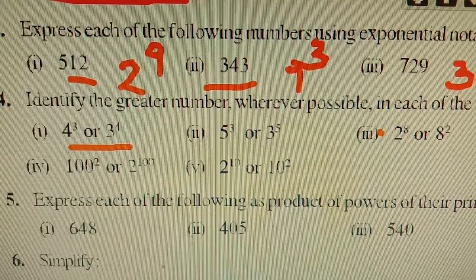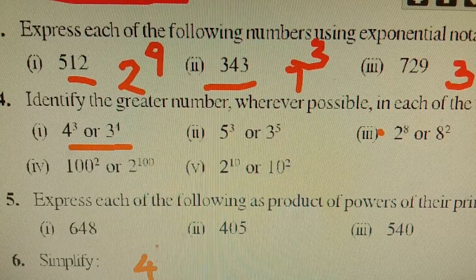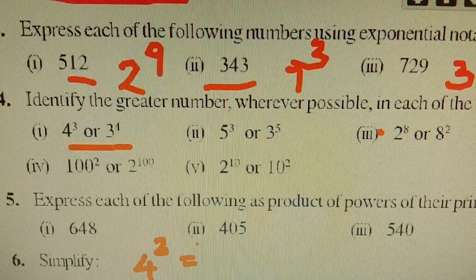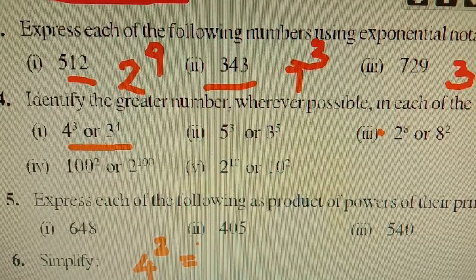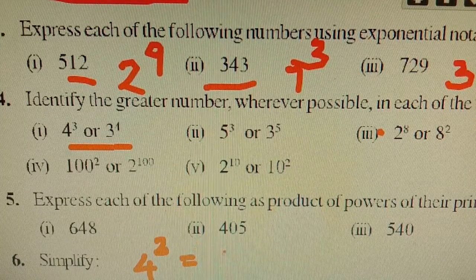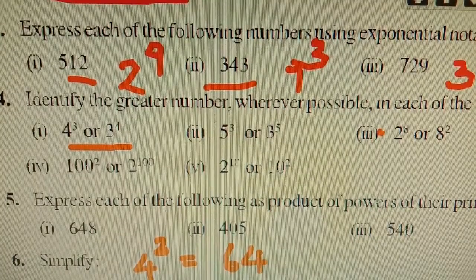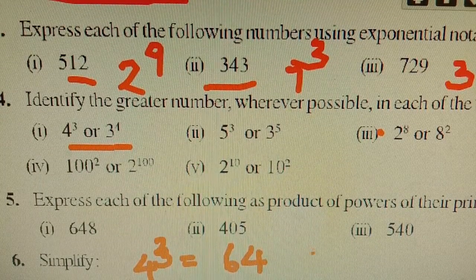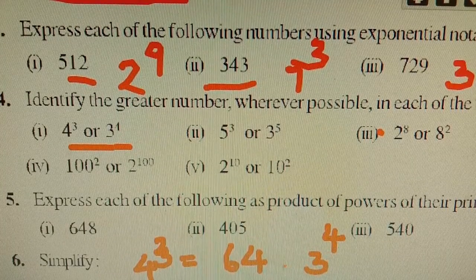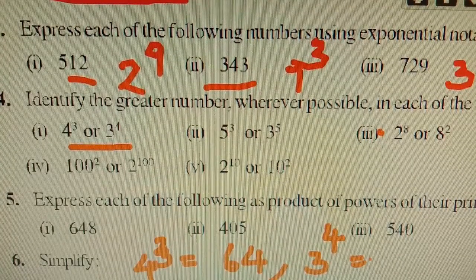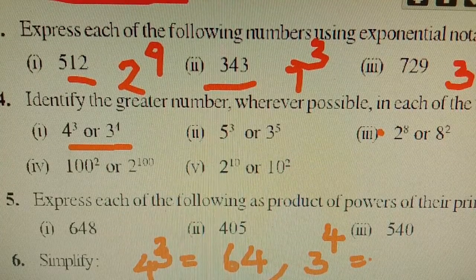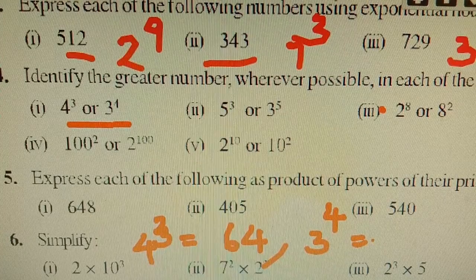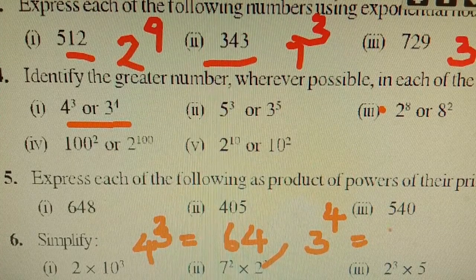What is 4 to the power 3? 4 to the power 3 means 4 multiplied 3 times. 4 times 4 is 16 and 16 times 4 is 64. That means 4 to the power of 3 is 64. Then we can take 3 to the power of 4. 3 to the power of 4 is 3 times 3, 9. 9 times 3, 27. 27 times 3, that is 81.